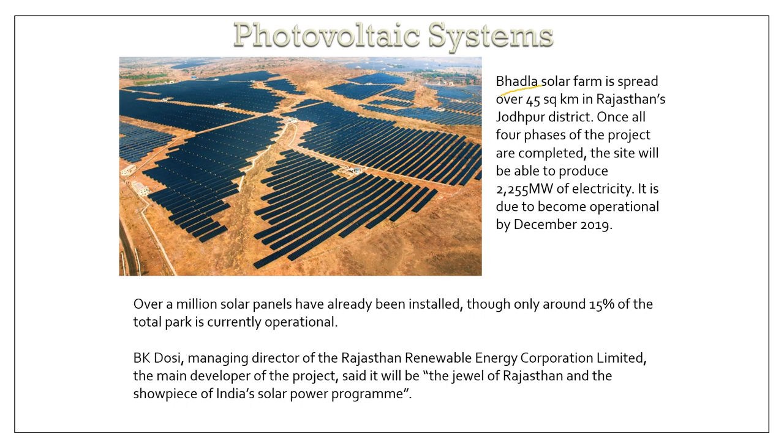All right, the next one is the Bhadla Solar Farm. That's 45 square kilometers in Rajasthan, Jodhpur district. They have four phases of that project, and I think they've completed it already, and they can produce 2,255 megawatts of electricity. They became operational in December 2019. They use over 1 million solar panels, and about 15% of that plant is operational right now.